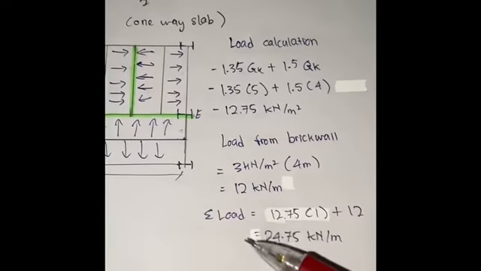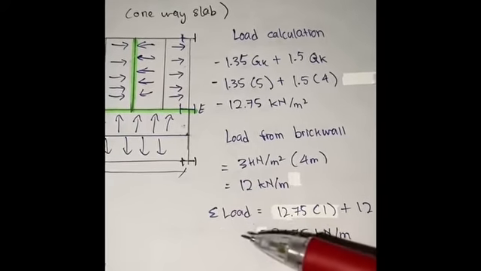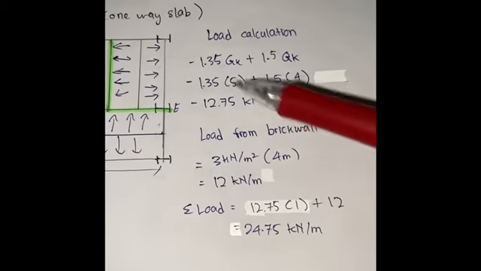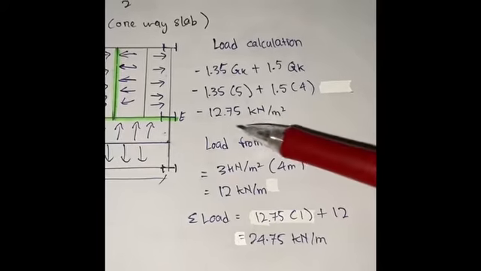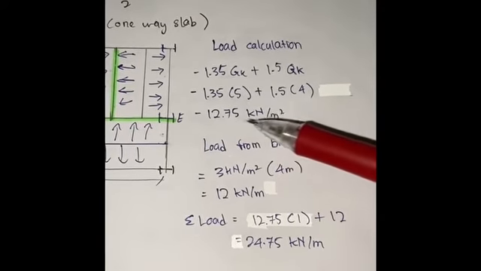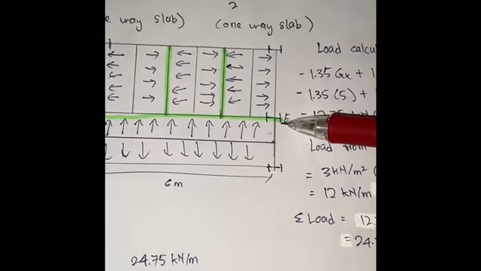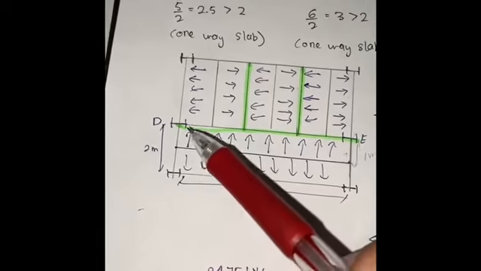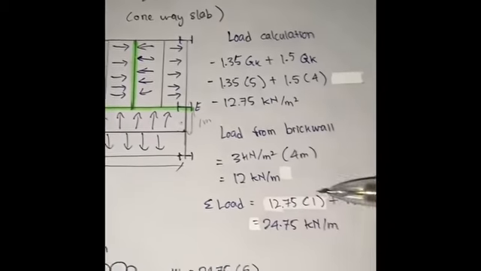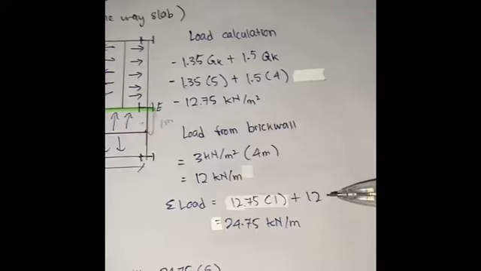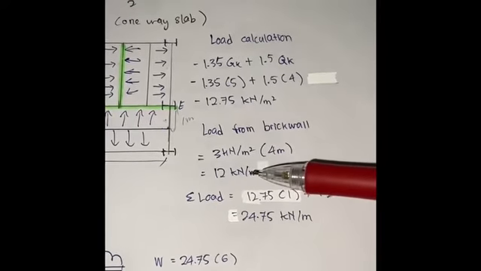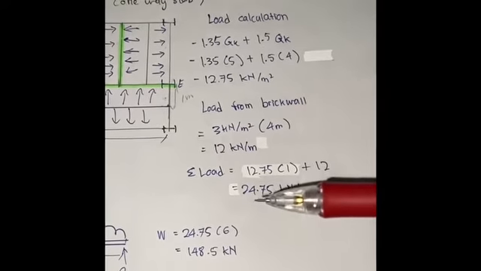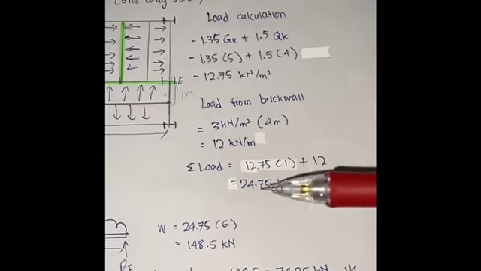So this is the total load for the UDL1. The load calculation that we get from the permanent and live load, we will times with 1 meter here, because this is 2 meters, we divide by 2, we will get 1 meter. So 12.75 times 1 meter plus this self weight from the brick wall, and then we get the total UDL load, 24.75 kN.